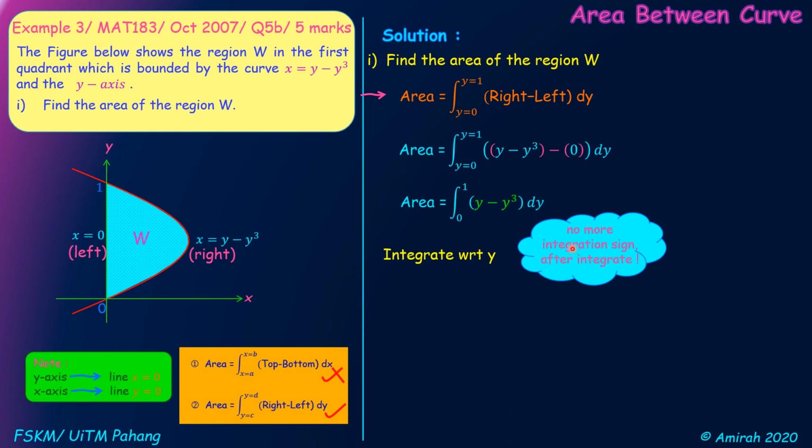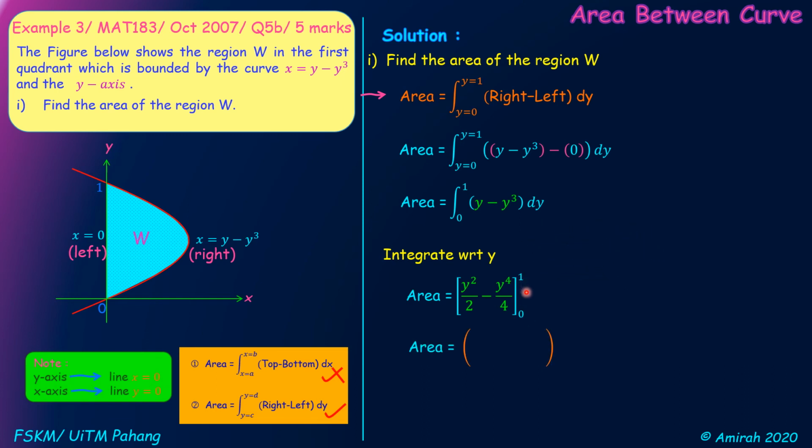When we integrate, there is no more integration sign. So we have area equals, we integrate y with respect to y, so we get y squared over 2. And then minus, we integrate y cubed with respect to y, so we get y to the power of 4 over 4. There is no plus c because this is a definite integral, but we need to write square brackets with lower and upper limit. Then we replace the upper limit into variable y, and in between must be minus, and then we replace the lower limit 0 into variable y here. So we get 0 here.